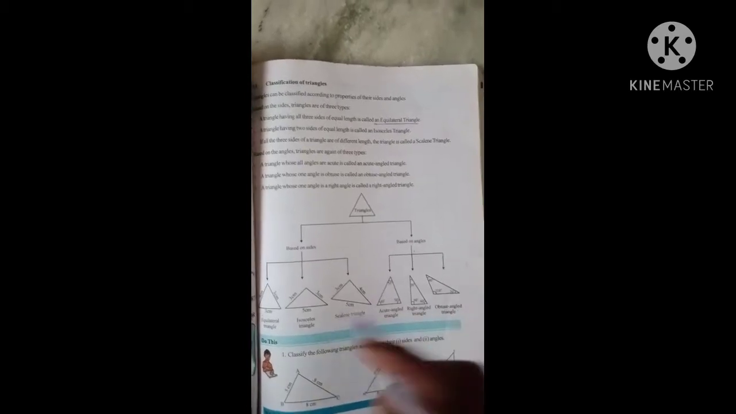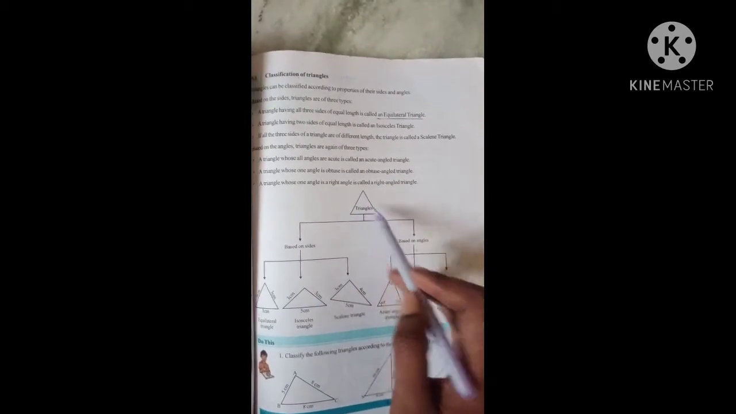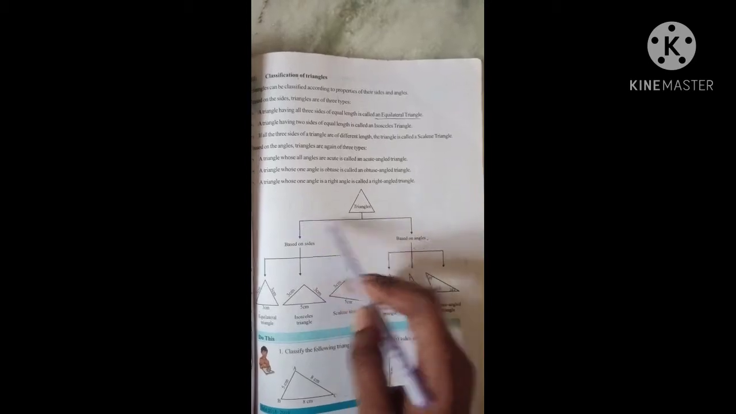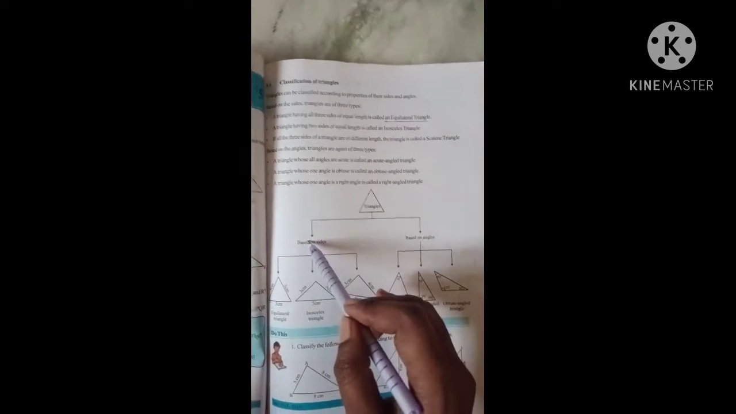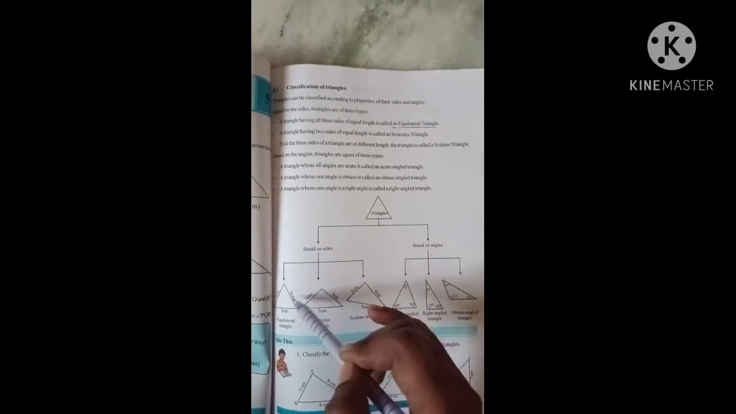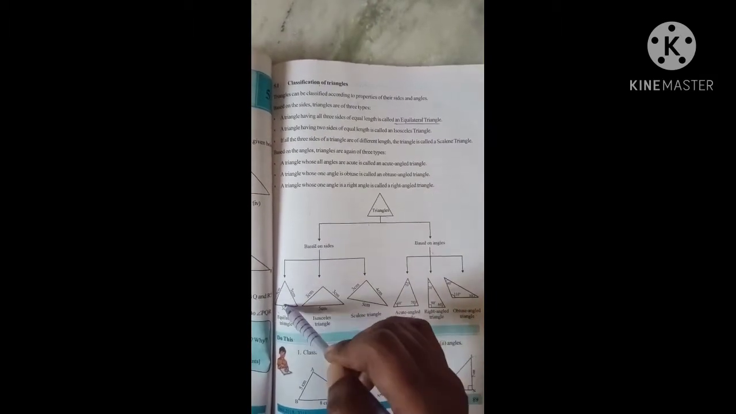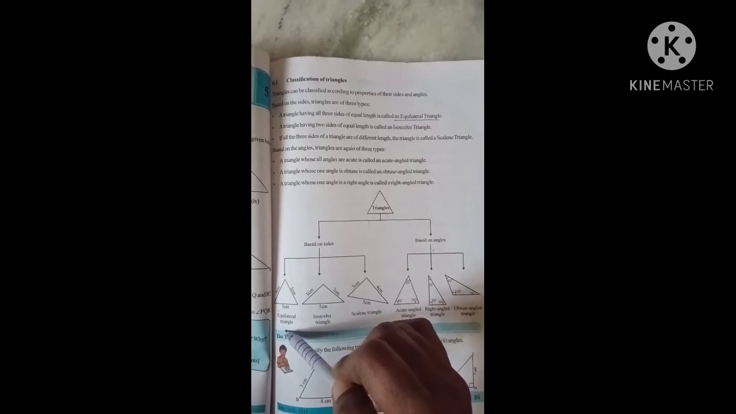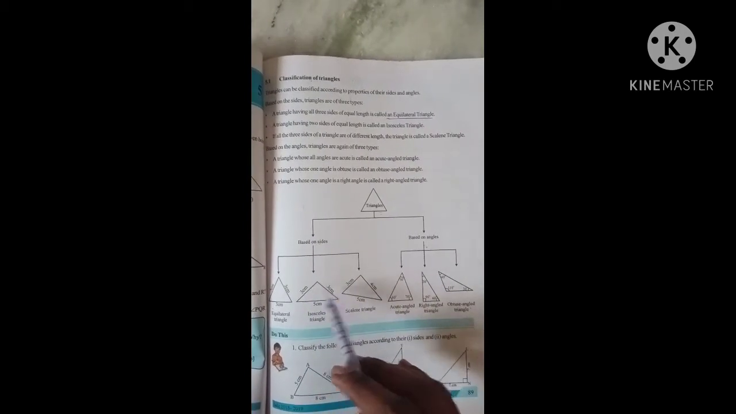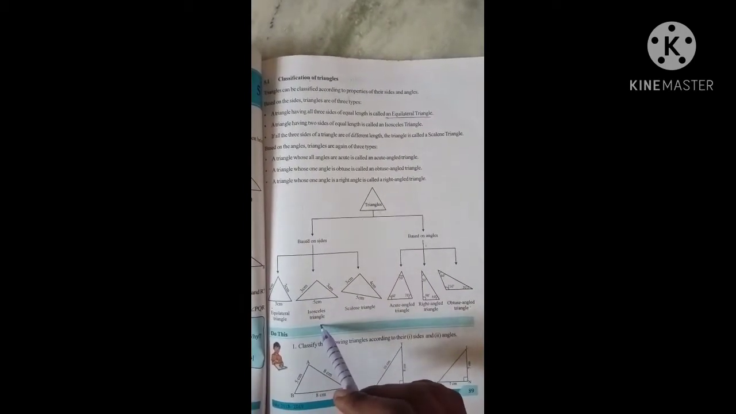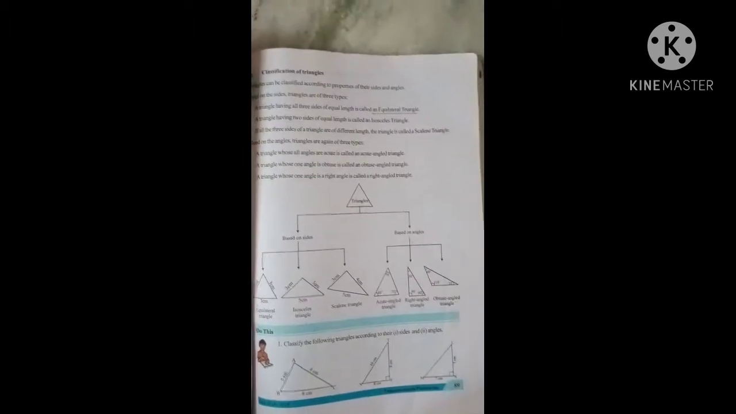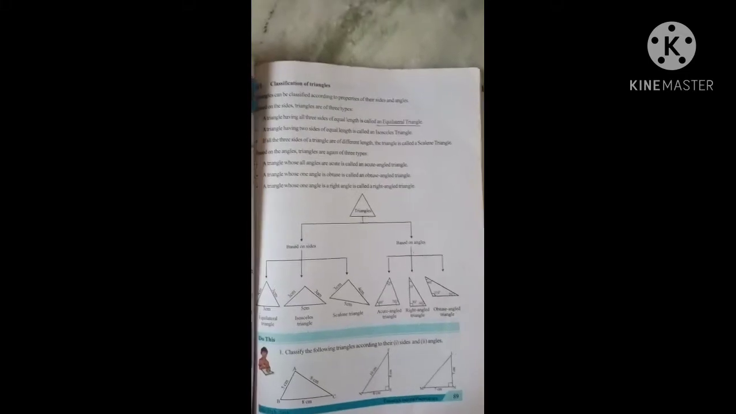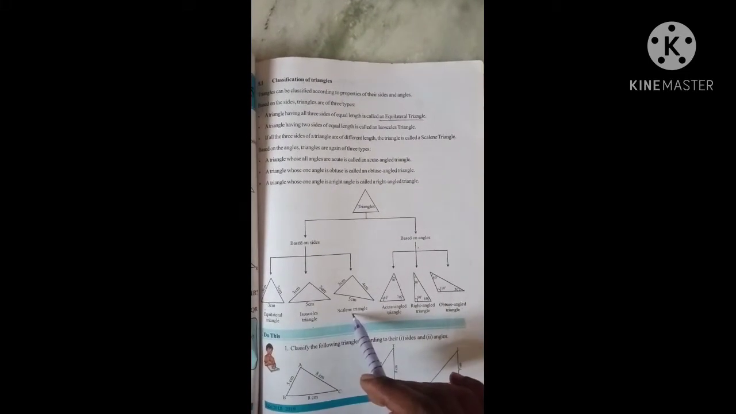Okay, see here, this is your triangle, and triangles are divided into two types: based on sides and based on angles. Based on sides, if all sides are equal in a triangle, that is an equilateral triangle. If any two sides are equal, that is an isosceles triangle. If all the three sides are different in length, that is nothing but a scalene triangle.